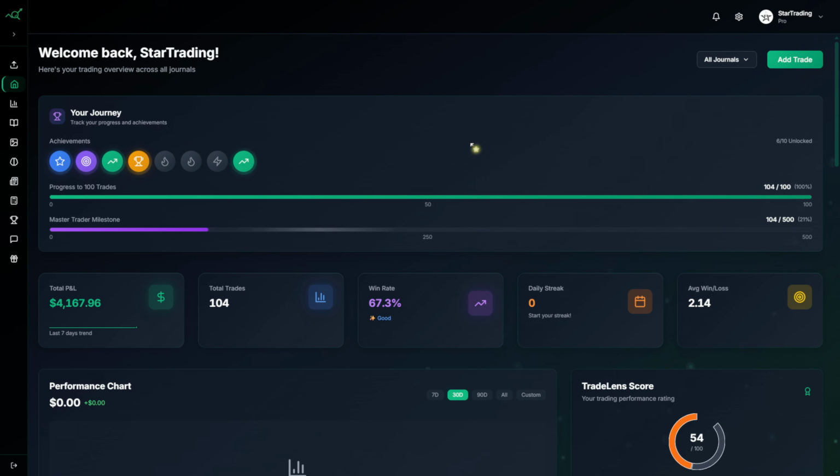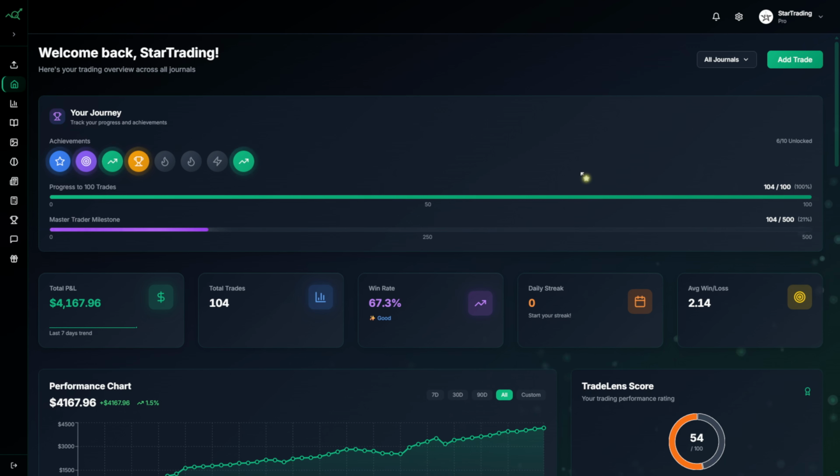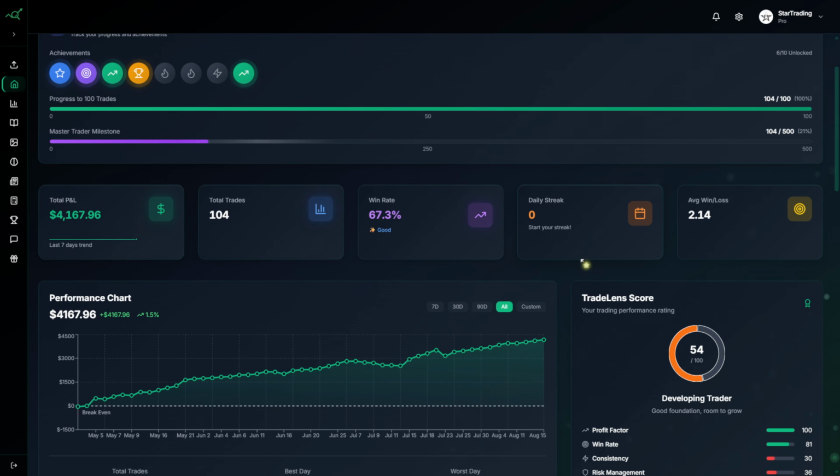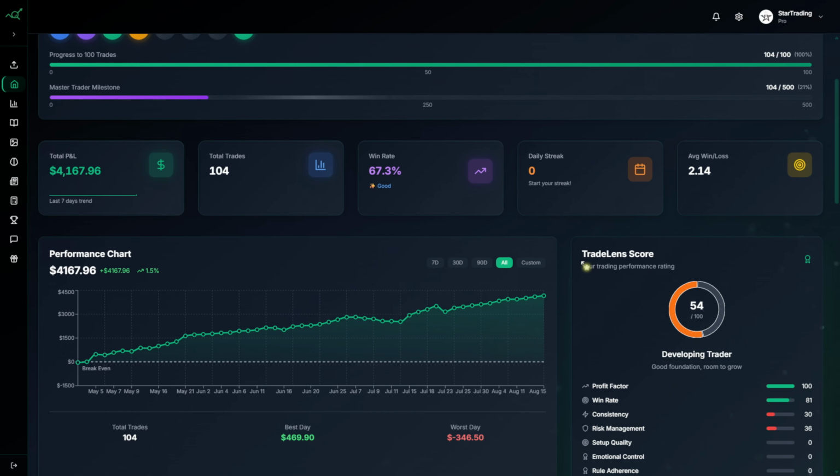Once you have arrived here, this is basically the heart of the entire journal. In here, you will be given basic information about your entire trading behavior. However, this is not going to be the advanced trading tab, as we're going to get into that shortly.